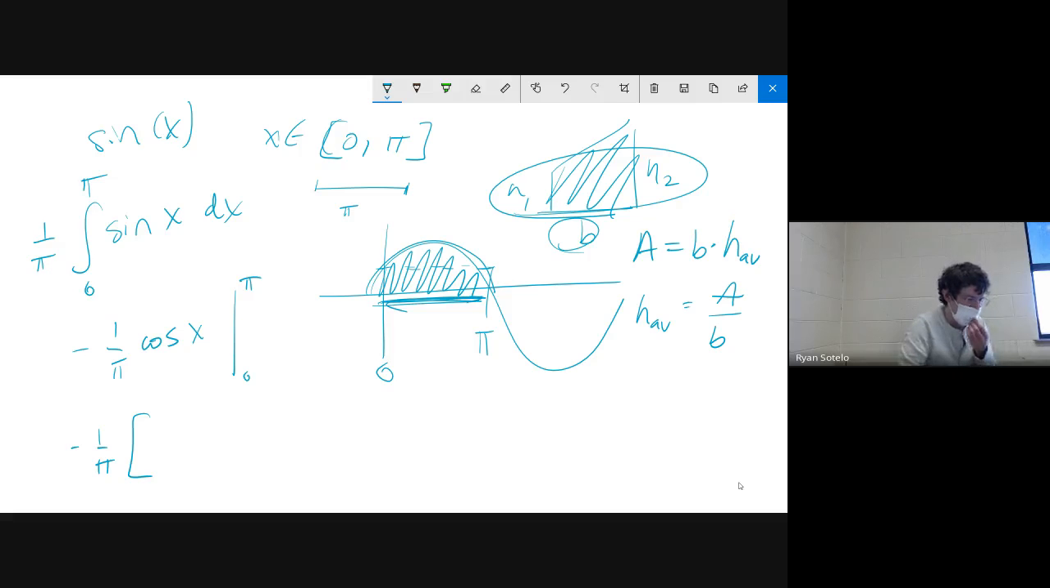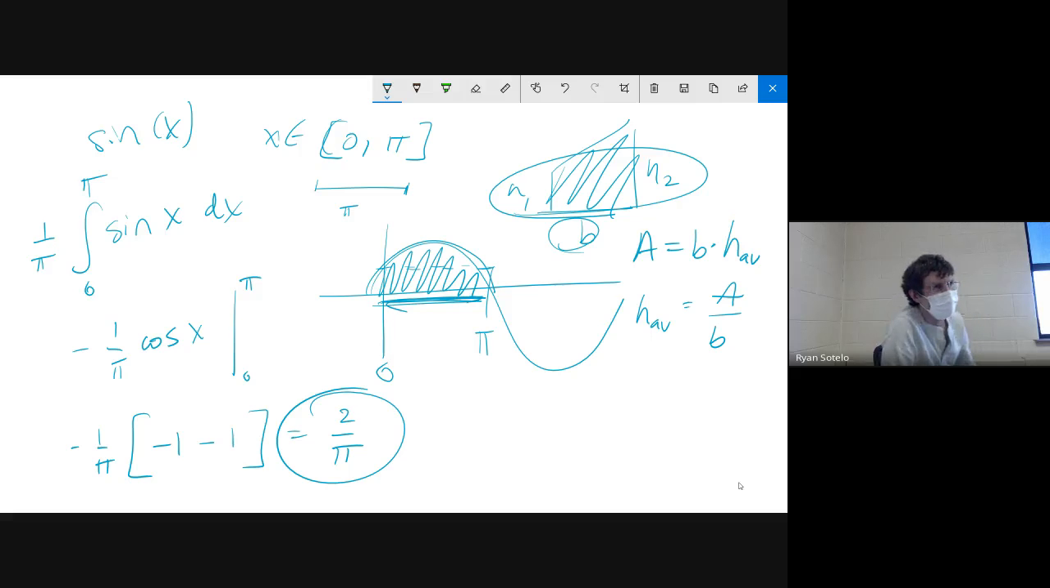All right, so plug in pi. Cosine at pi is -1. Then you subtract cosine at 0, which is 1. So you get -2 here with the negative out front. It makes 2 over pi. Something like that. Wait, why is it -1 over pi in front? Because the integral of sine is negative cosine. I had that. Okay?